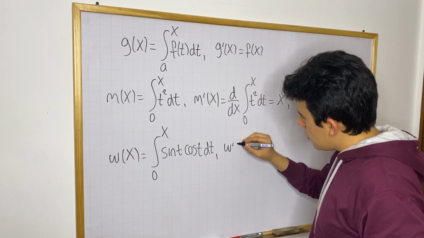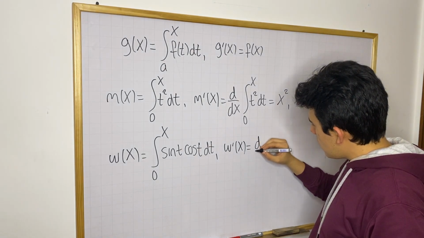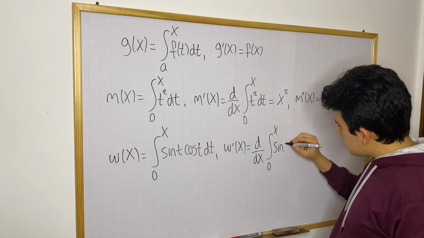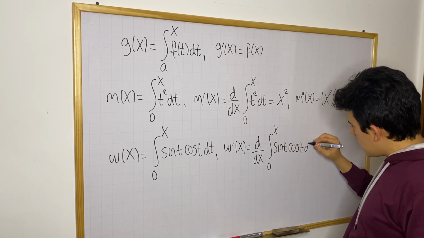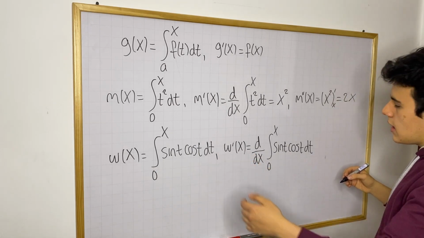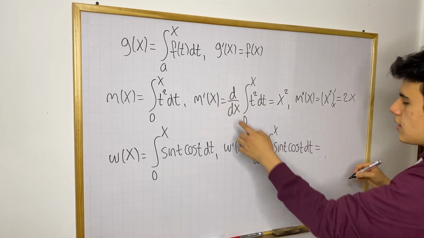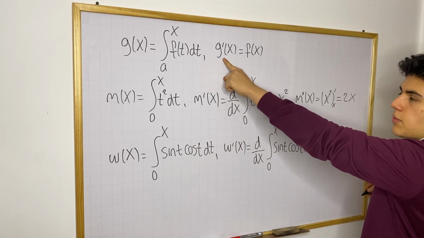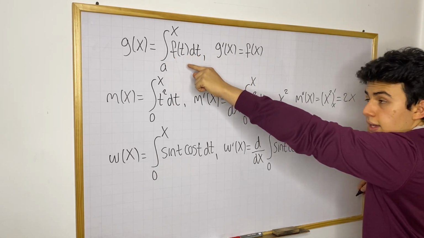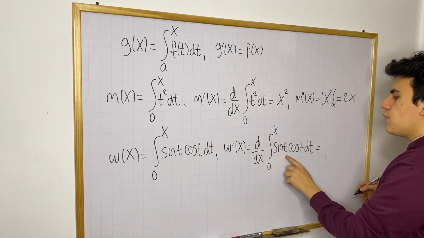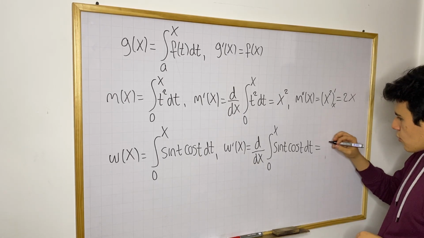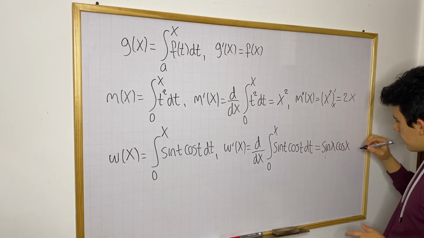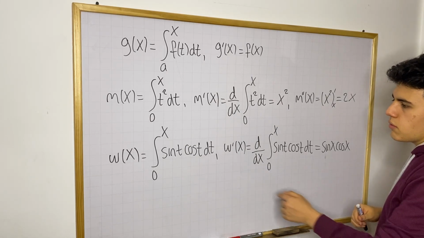So if we want to find w prime of x, once again, we're going to take the derivative with respect to x of the integral from 0 to x of sine of t times cosine of t dt, okay? Based on FTC2, we know small f of t is going to be equal to sine t times cosine t, and we know that w prime, which in this case is g prime, is going to be f, and you can simply switch the input. So instead of t, we're going to have x, which means that w prime is going to be sine of x times cosine of x, okay? So this is what we get for the derivative of w.